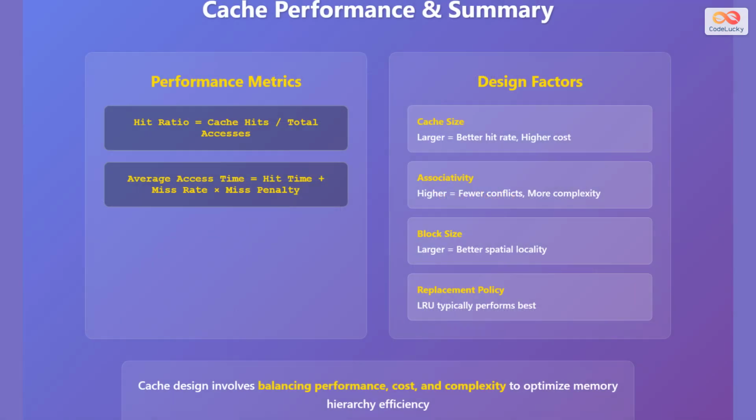Let's explore cache performance and summarize our discussion. The performance metrics include hit ratio, which equals cache hits divided by total accesses, and average access time, which equals hit time plus miss rate times miss penalty. Some of the design factors are cache size, associativity, block size, and replacement policy. Cache design involves balancing performance, cost, and complexity to optimize memory hierarchy efficiency.